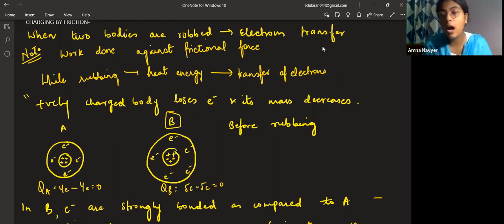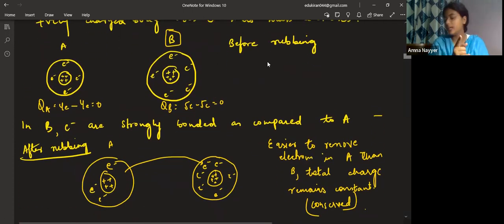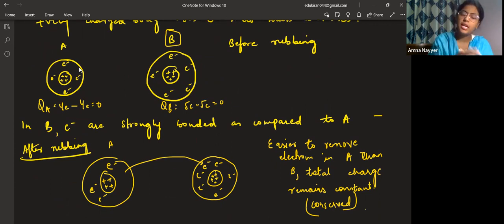All right. Now, how do questions come? One question we will practice is based on the example which we did yesterday. Body A is there having 4 positive charges and 4 negative electrons. Body B is also there, having 5 electrons and 5 protons. If you see individually, net charges are 0. 4 electrons and 4 protons make body A neutral; 5 electrons and 5 protons make body B neutral. So both bodies are neutral currently, right?